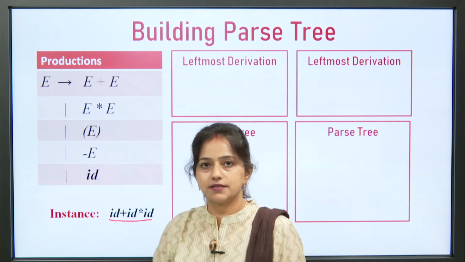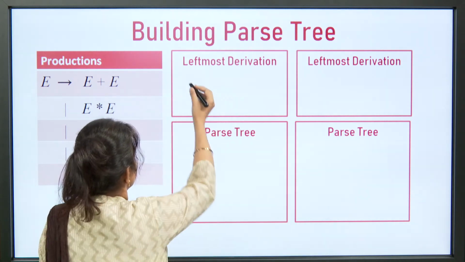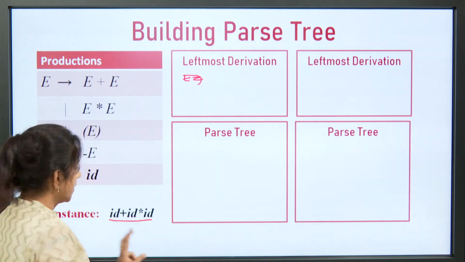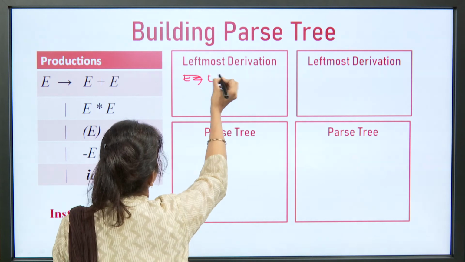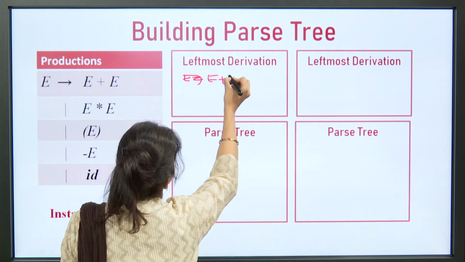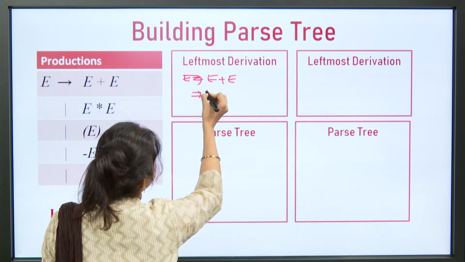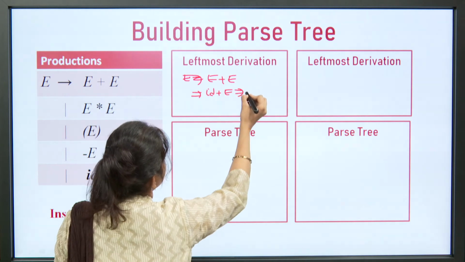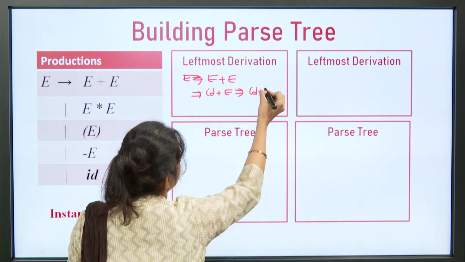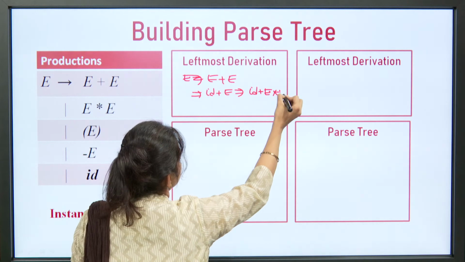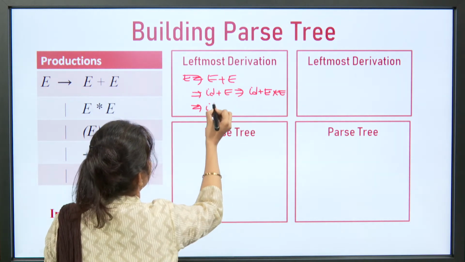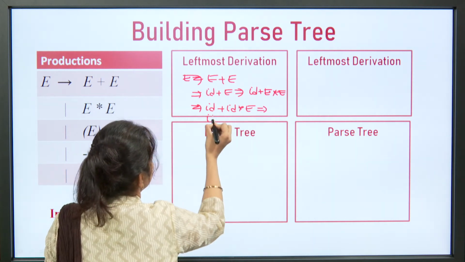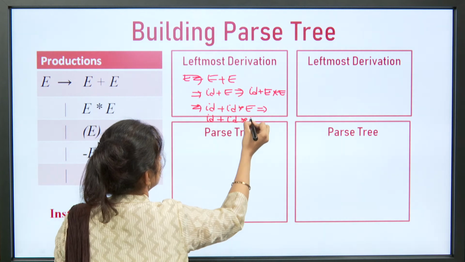For this instance we can draw the leftmost derivation, that is E derives ID plus ID multiplication ID. So here suppose we are using the first alternate, E plus E. Now in the leftmost derivation, this E should be replaced with ID and then E, and then this E should be replaced with ID plus E multiplication E, and then ID plus ID multiplication E, and then ID plus ID multiplication ID.